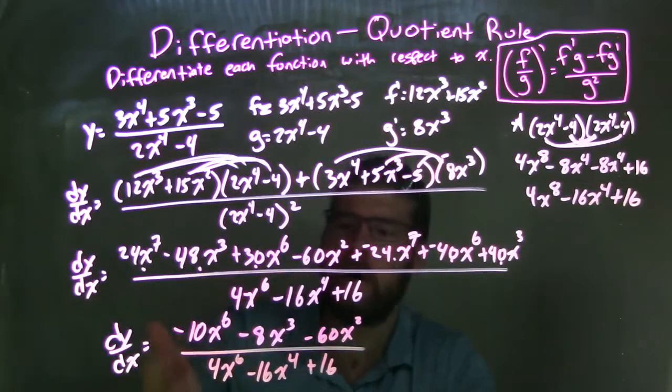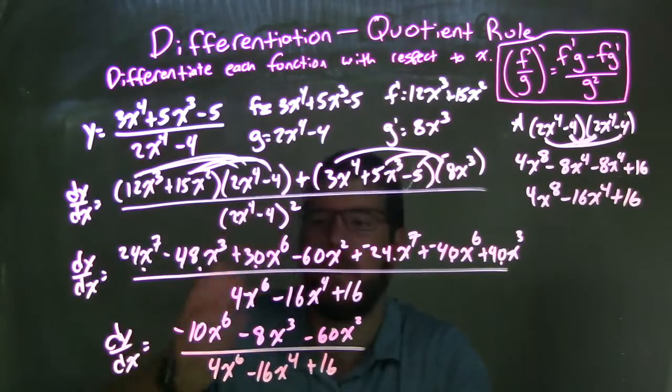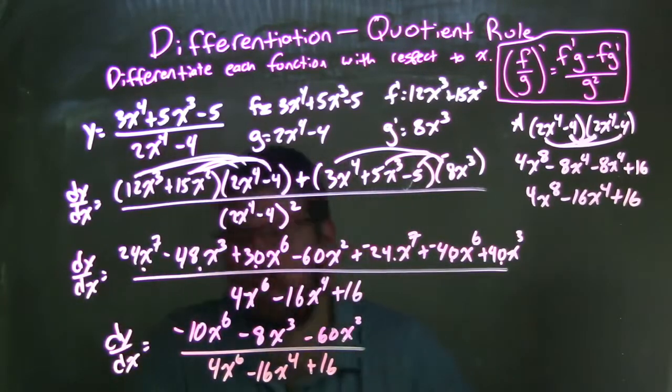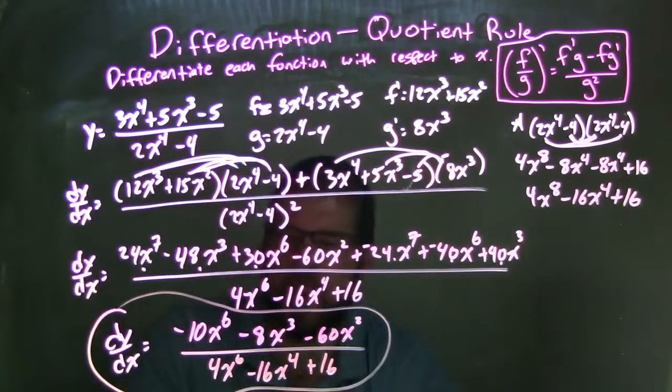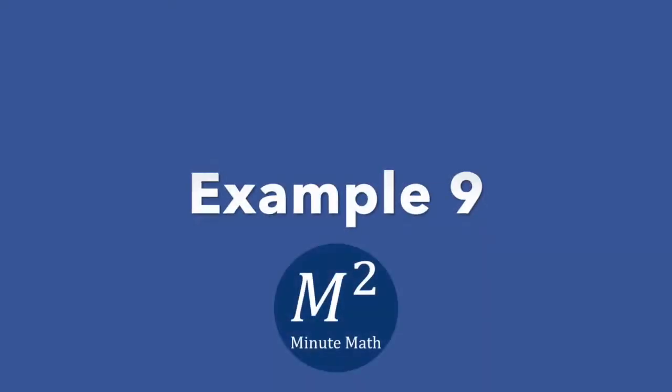Now, I can see that all of these are even, so I can probably pull something out and simplify this a little bit more, but I'm pretty happy with the answer as it is. Don't need to simplify it anymore if you don't want to. You can, it's usually nice. Most teachers maybe want it. I never really cared at this point. If you got it down to this, I was pretty happy. And so my final answer here is dy dx is equal to negative 10x to the 6th minus 8x to the 3rd minus 60x squared over 4x to the 6th minus 16x to the 4th plus 16.